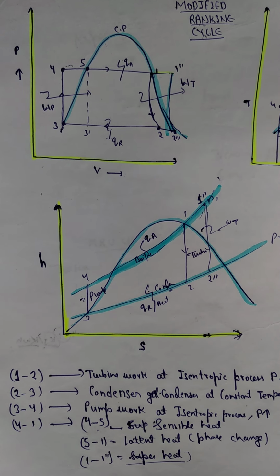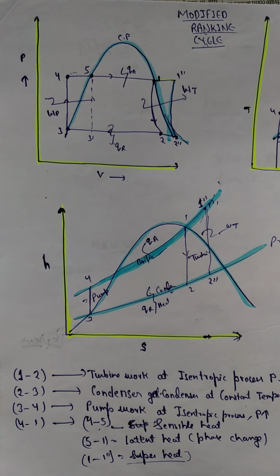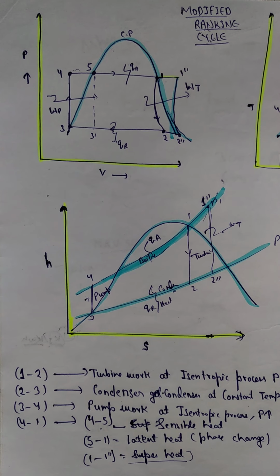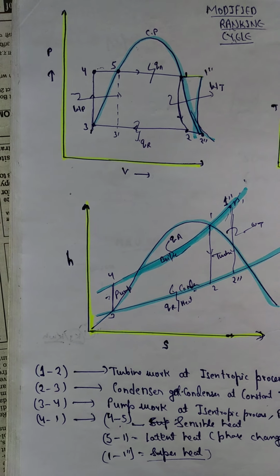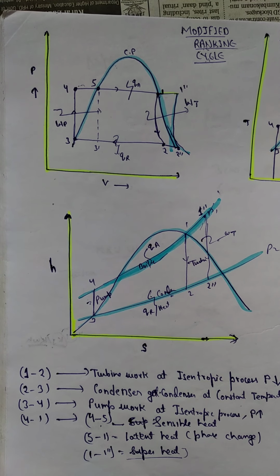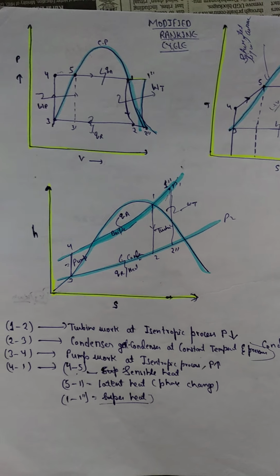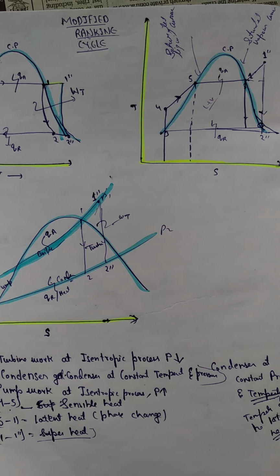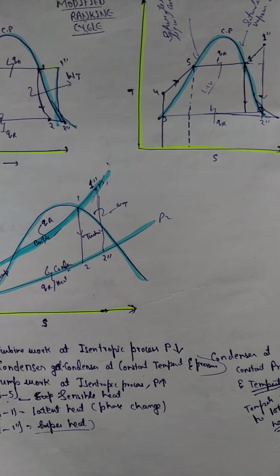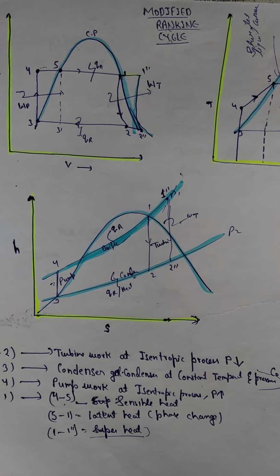To know about this modified Rankine cycle, we have to know the four major components, that is the pump, boiler, turbine and condenser. Friends, here I am showing the PV diagram, TS diagram and HS diagram so that you can understand easily. And why it is named as modified Rankine cycle, why it is not named as Rankine cycle, I will tell you.